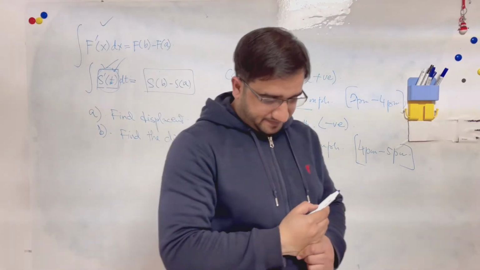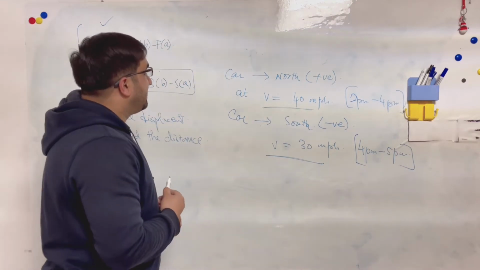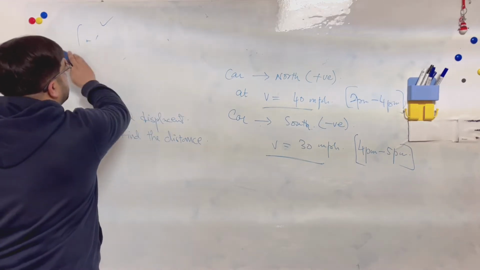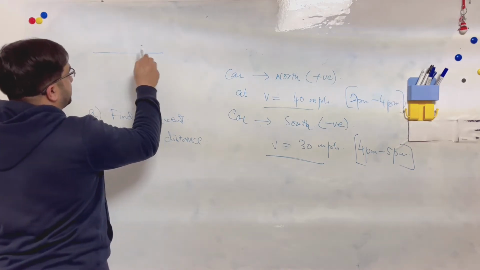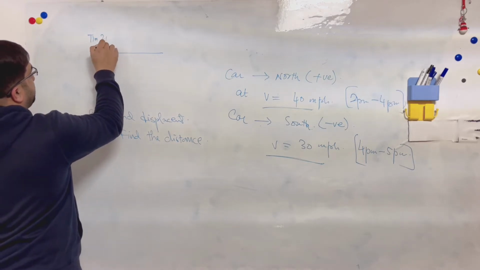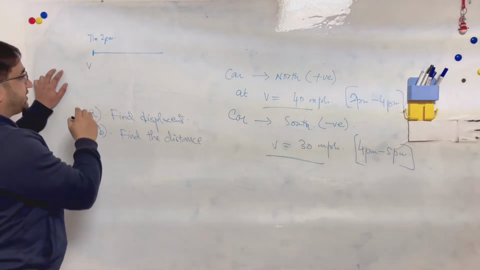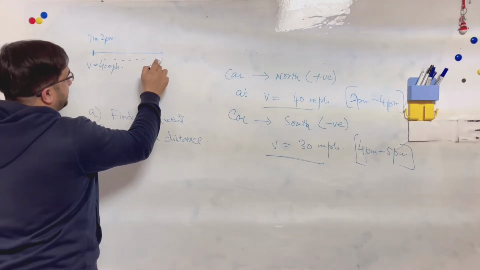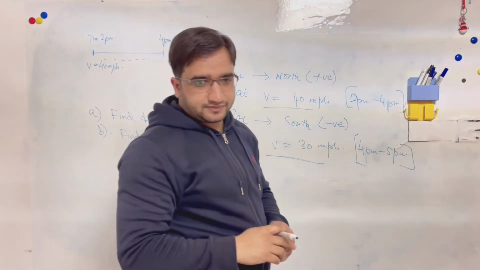Can you explain the problem again? I didn't understand. There is a car and it started moving towards the north from here, and the time here was 2 p.m. The car started moving. The very first velocity was 40 miles per hour, and the same velocity it keeps up till 4 p.m. Okay.